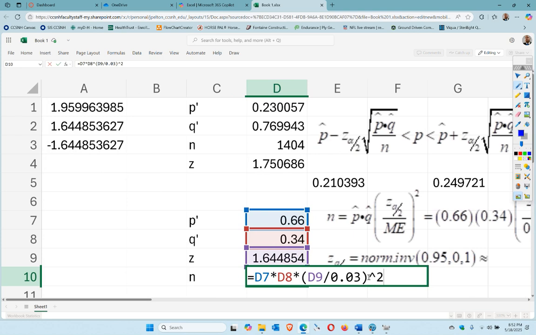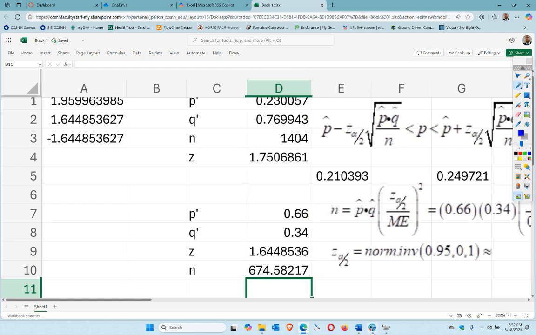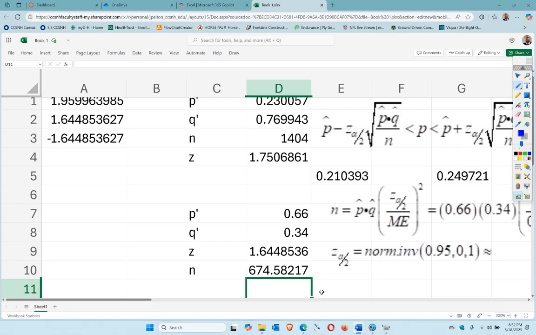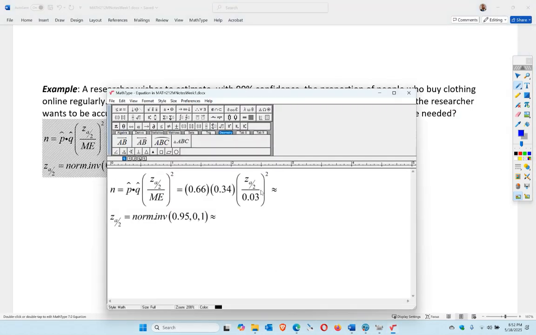And there's some variations of this formula. Sometimes they square the top and the bottom separately. Same answer either way. So I'm going to get 674.5822. You can show more decimals if you want. It doesn't really matter. So we're going to go back to our sheet now. 674.58. So that is the minimum number of samples.